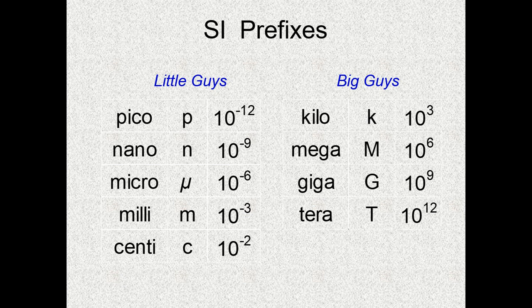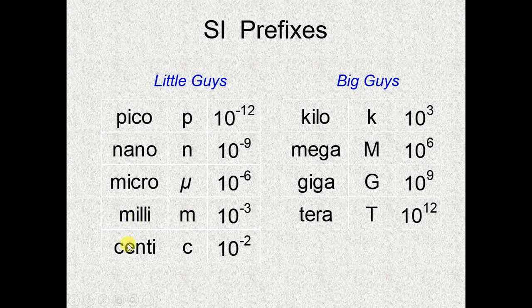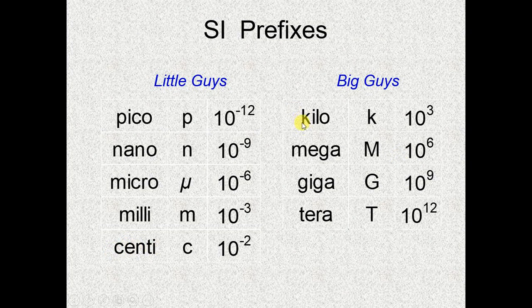You need to remember these prefixes, and due to this you can easily get the values. Femto is 10 raised to the power minus 15, but it is not written in these slides. Femto, pico, nano, micro, milli, centi, kilo, mega, giga, and tera. So this is the easy trick to remember them.